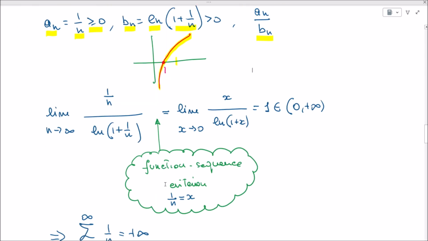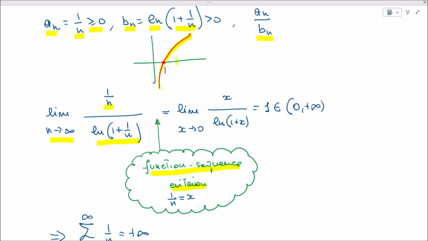Well, this ratio, of course, is 1 over n divided by logarithm of 1 plus 1 over n. And we need to evaluate the limit as n goes to plus infinity. Now, because we don't know how to study this sequence, we can resort to the function sequence criterion. You remember this criterion. When we are given a sequence and we don't know how to study that, we can transform the sequence into a function and study the function and draw conclusion about the limit of the sequence.